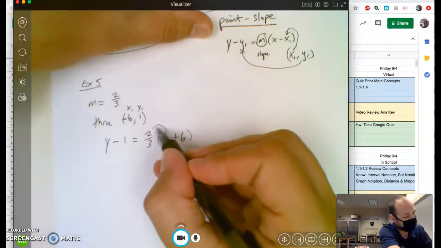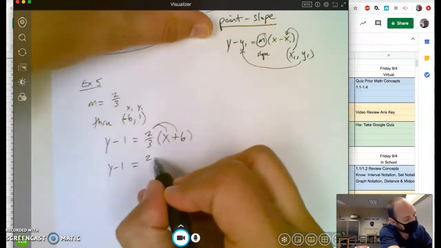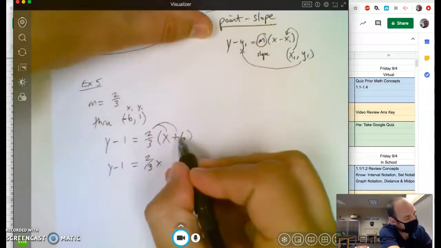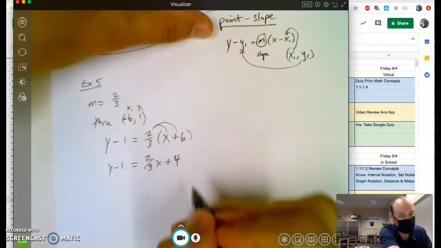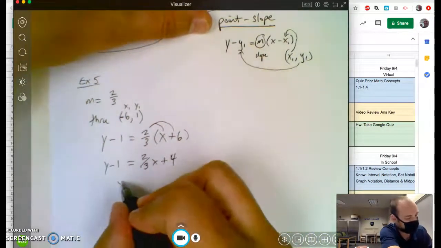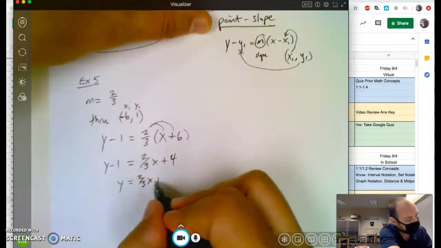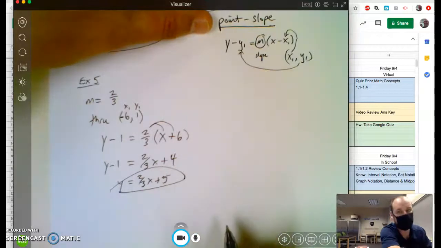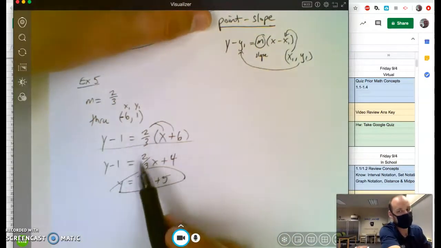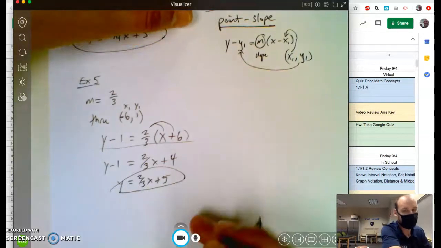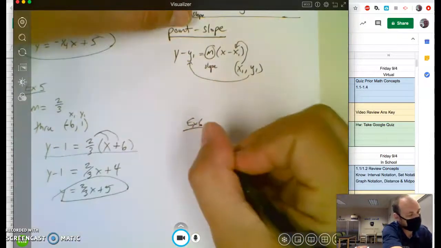Now if you want to get really crazy, you know, which who doesn't, you can distribute this, and 2/3 times 6 is 4, right? If you need a calculator for that, shame on you. And then add 1 to both sides, and there's the equation of a line. Technically, I could have stopped here because is that an equation of a line? Yeah, I guess so.